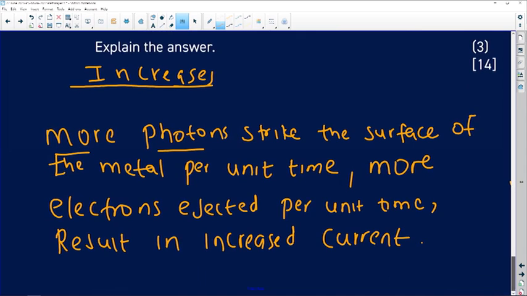So we said increases is fine. More photons strike the surface of the metal per unit time. More electrons ejected per unit time. That's how you answer 10.5. Grade 12, that's how we answer question 10, which was photoelectric effect.